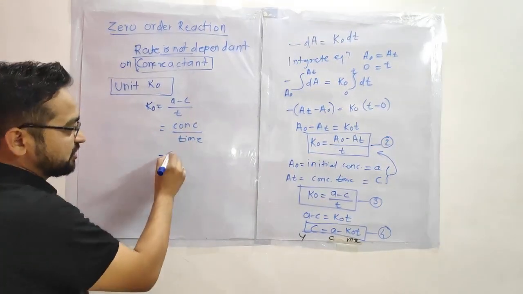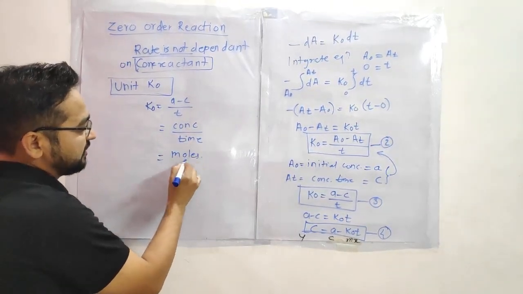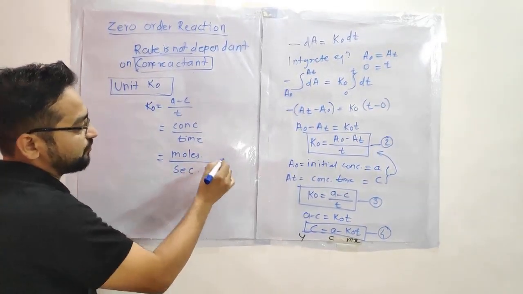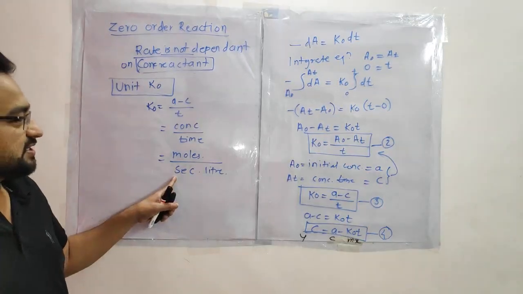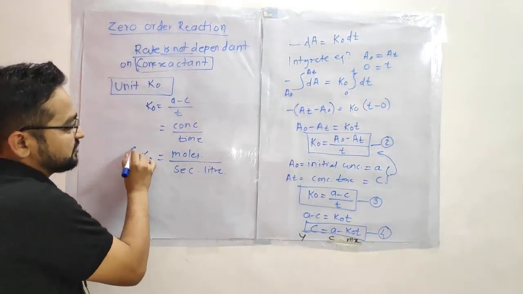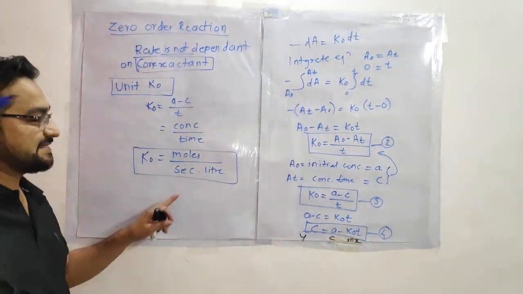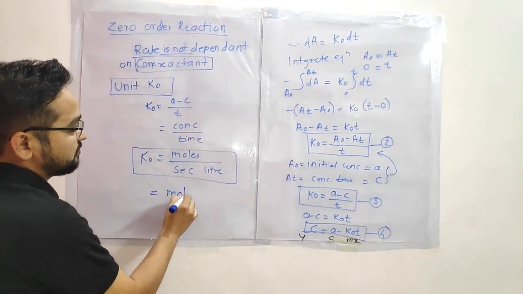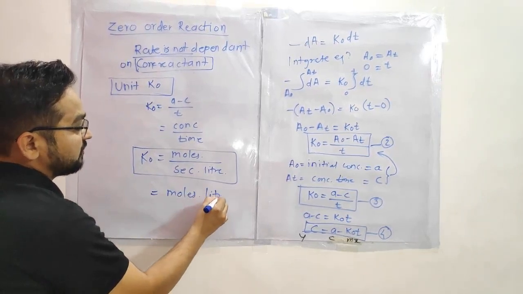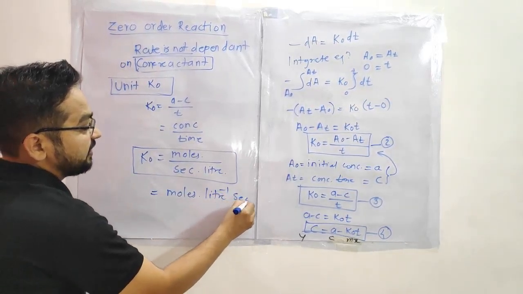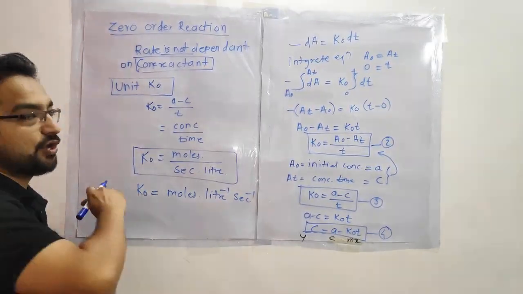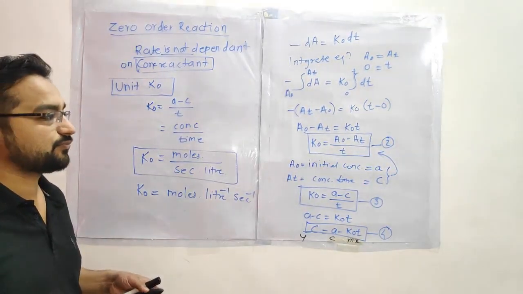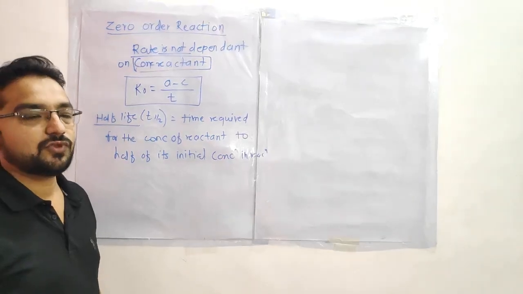Second unit: concentration, you know, is moles per liter, and time is in seconds. So this is the final unit of your k0: moles per second into liters. You can also write it as moles liter inverse second inverse. So this is also the unit of the reaction rate constant.